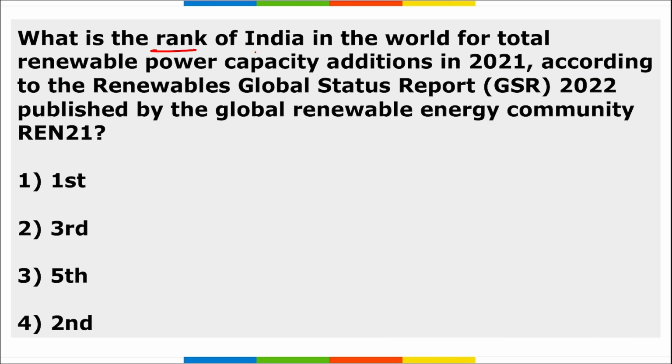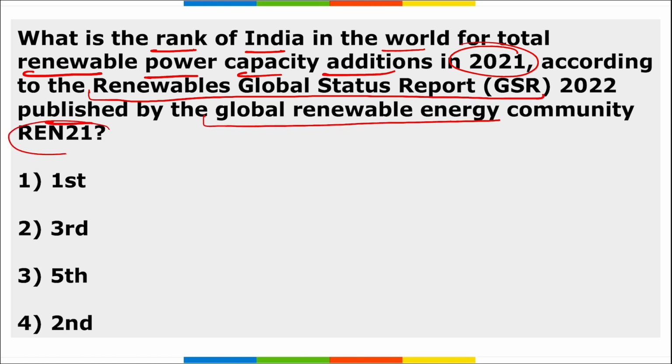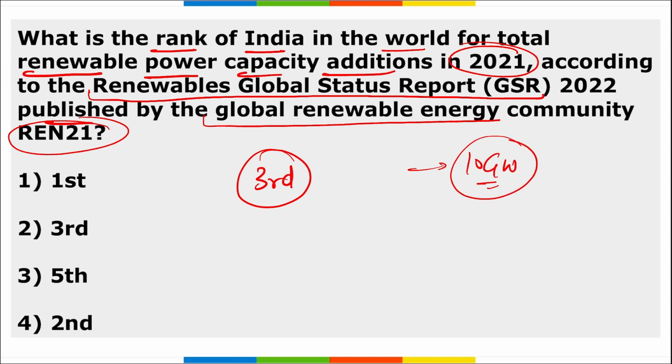Next, what is the rank of India in the world for total renewable power capacity additions in 2021 according to the Renewables Global Status Report 2022 published by the Global Renewable Energy Committee, that is REN 21? Coming back, what is the rank of India here? The rank of India is third in the total renewable power capacity additions in 2021 according to the Renewables Global Status Report. Apart from this, which state in India achieved a target of 10 gigawatt of solar energy capacity? It was Rajasthan.